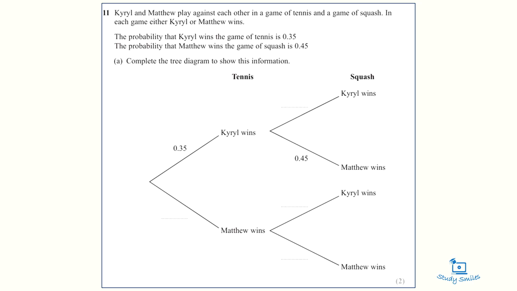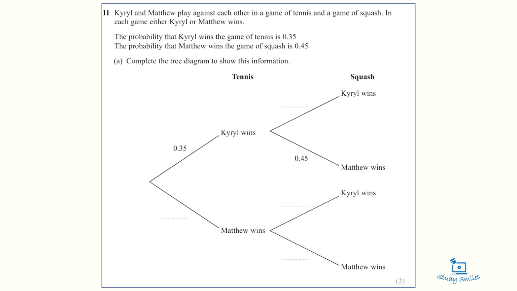Kyle and Matthew play against each other in a game of tennis and a game of squash. In each game, either Kyle or Matthew wins. The probability that Kyle wins the game of tennis is 0.35. The probability that Matthew wins the game of squash is 0.45.